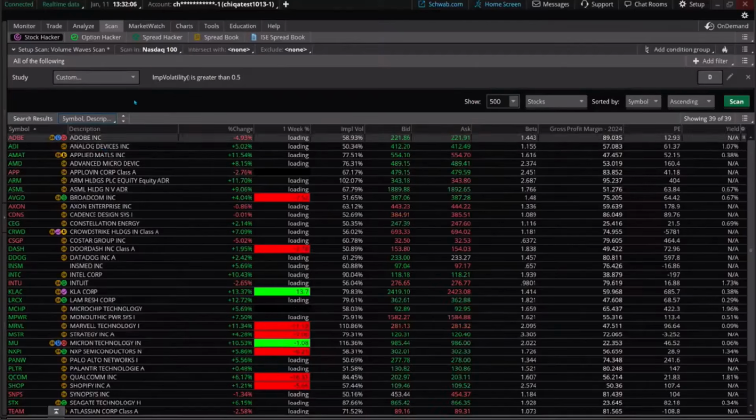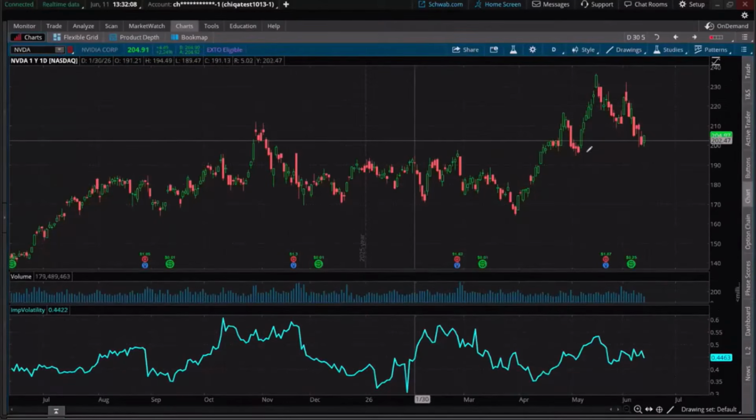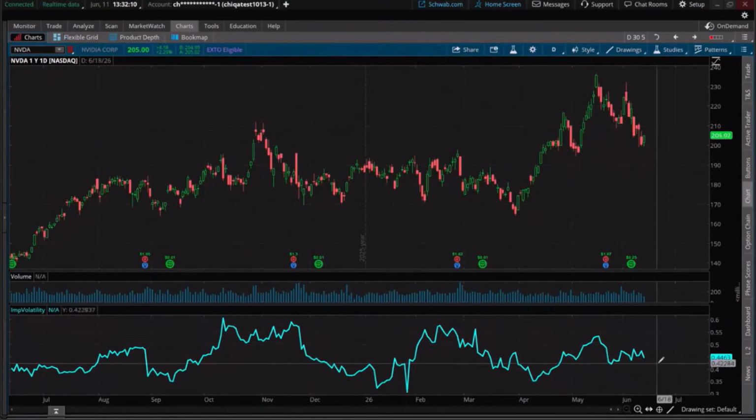And what does that mean? Well, we'll just pick on NVIDIA. NVIDIA is actually not at that level.